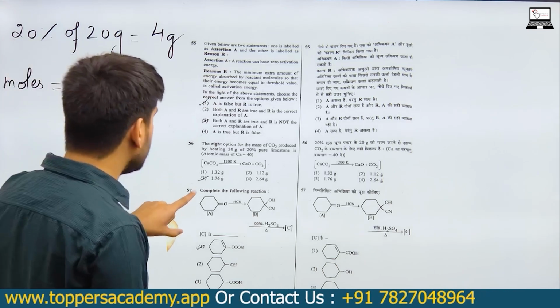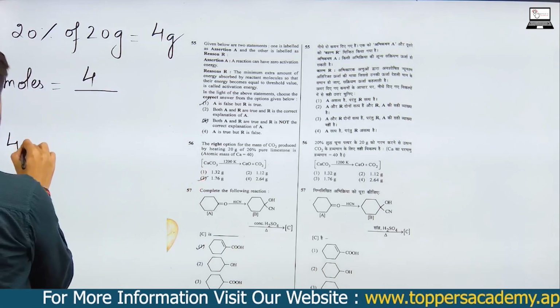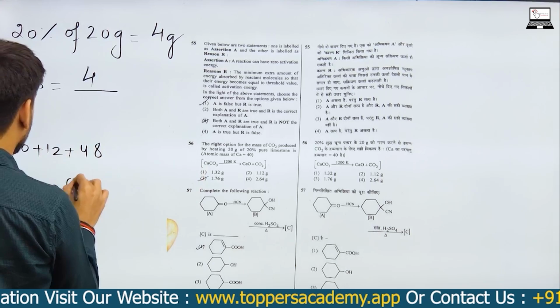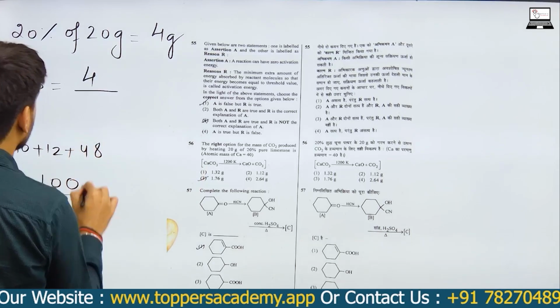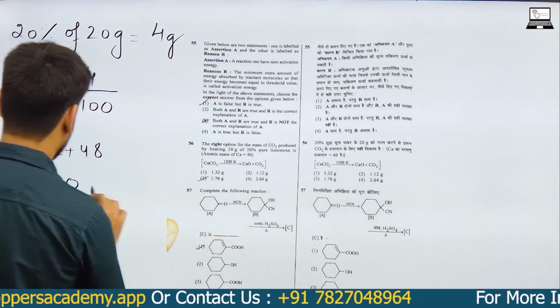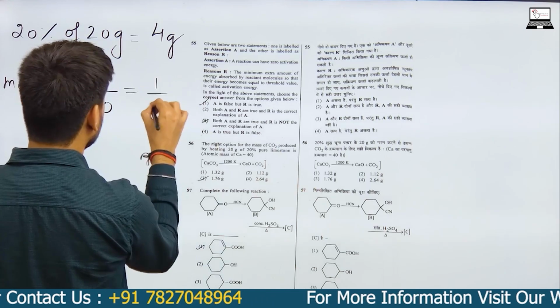What is the molar mass? Calcium is 40, so the molar mass is 40 plus 12 plus 48, which is 100. It is 4 upon 100, and I can write it as 1 upon 25.